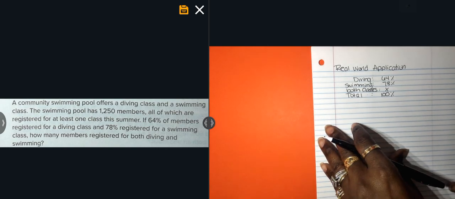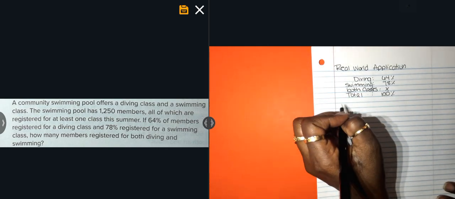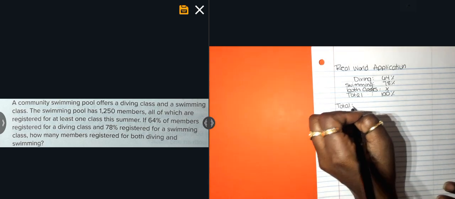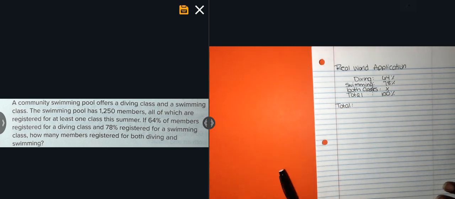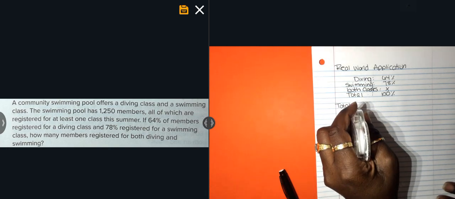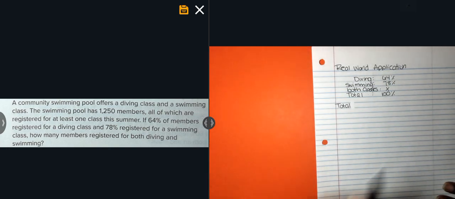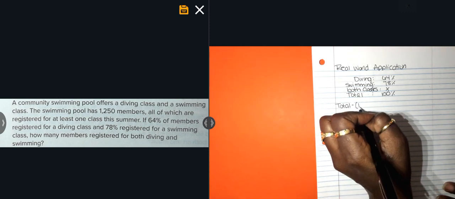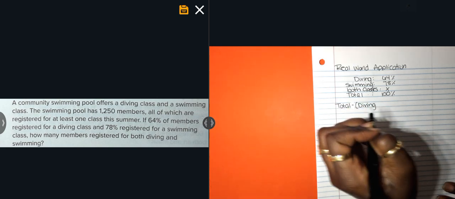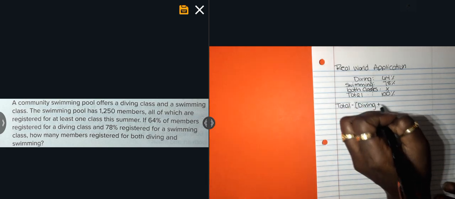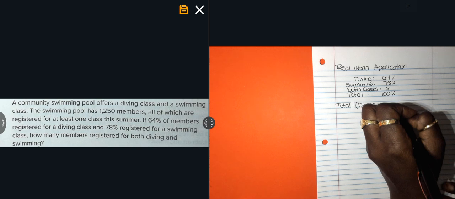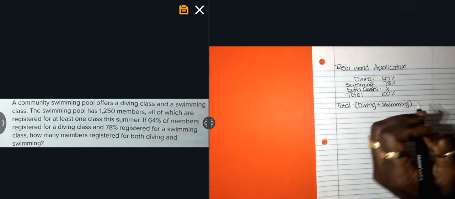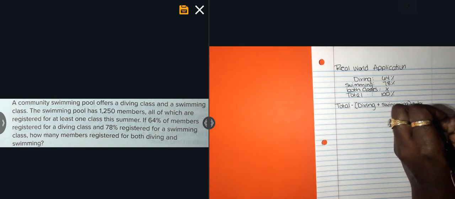Okay. So let's look and see to start solving for that. You would basically take the total, which should be 100%. And then you're going to subtract out, take out the students that are signed up for diving, okay, and swimming. And then you should end up with the total for both.